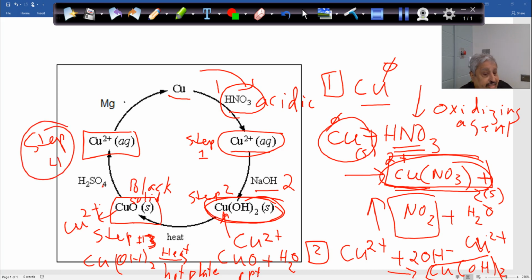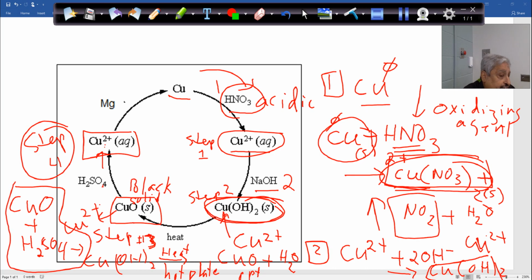Correct? Then you take this copper oxide, the black precipitate, and you add to it sulfuric acid. Now here you have to be careful because you are producing hydrogen gas. Therefore, you have to be careful. No open flame near hydrogen. Otherwise, the whole hood will explode. Correct? So when you have this copper oxide here with sulfuric acid, you produce copper sulfate, a blue solution.